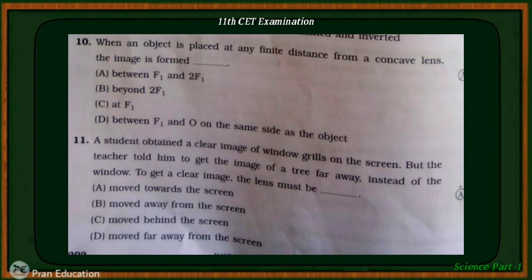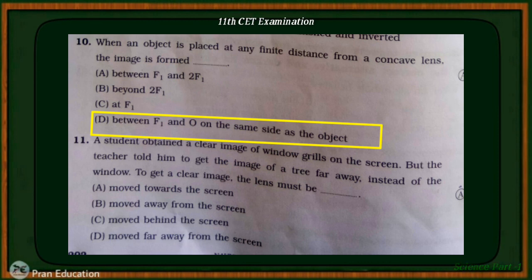10th, when an object is placed at any finite distance from a concave lens, the image is formed dash. A between f1 and 2f1, B beyond 2f1, C at f1, and D between f1 and O on the same side as the object. The correct option is option D, between f1 and O on the same side as the object.